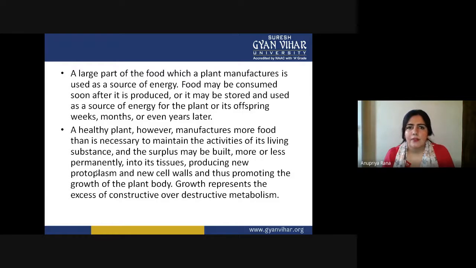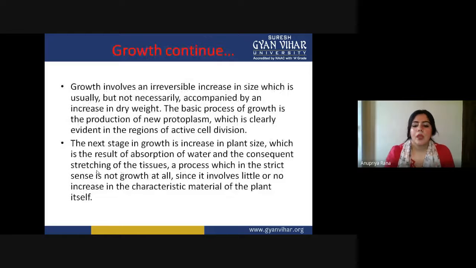Destruction is very small. If we compare the construction and destruction metabolism in the process of growth, then there will be a 90 to 10 ratio. 90% is construction over 10% of destructive metabolism. Here, growth involves an irreversible increase in size, which is usually but not necessarily accompanied by an increase in dry weight.